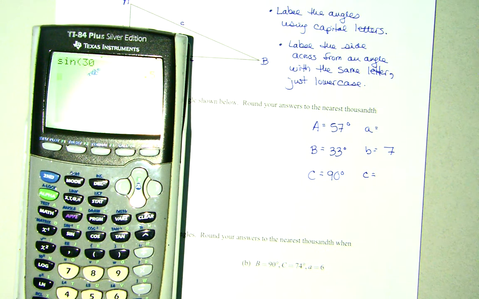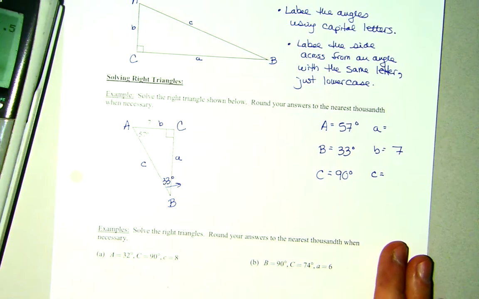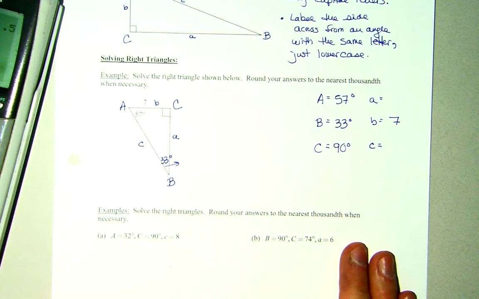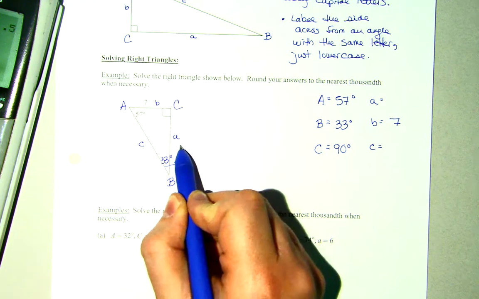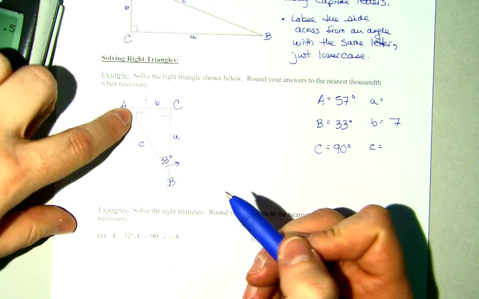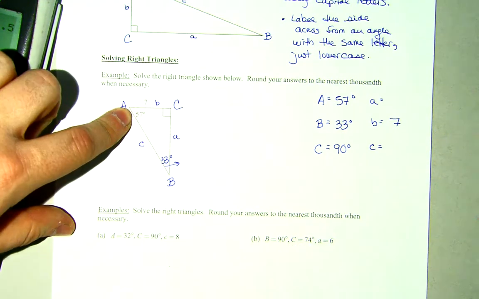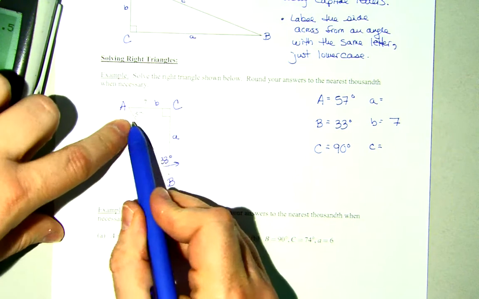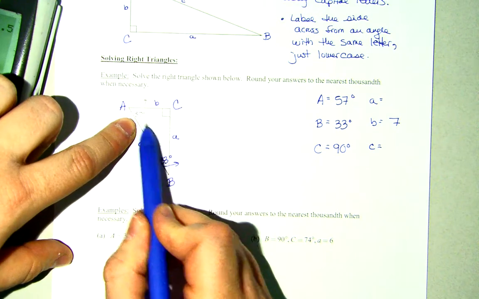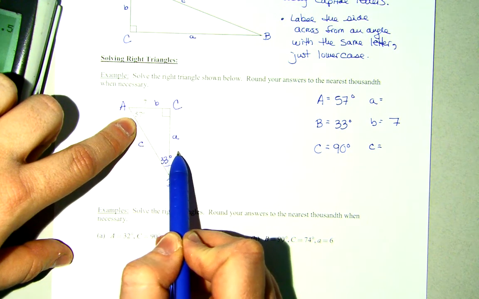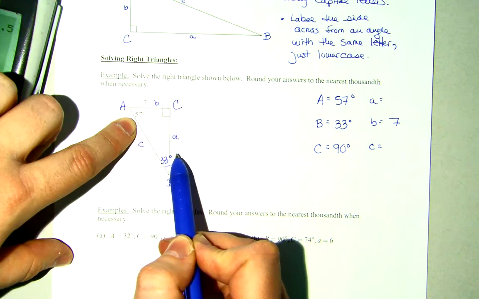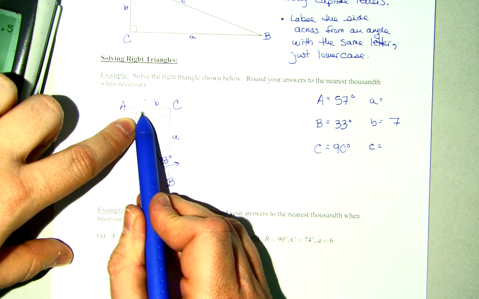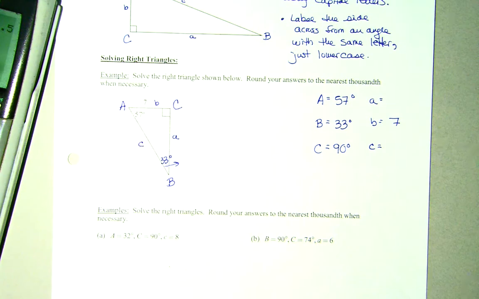0.5. Okay, so here's what we're going to do. I want to find my missing sides. I want to find A, I want to find C. Let's find A, and I want to use that 57 degrees. Watch this very carefully. I'm using 57 degrees. What would I call A? My opposite, my adjacent, or my hypotenuse? Opposite. Okay. What would I call 7? Adjacent.